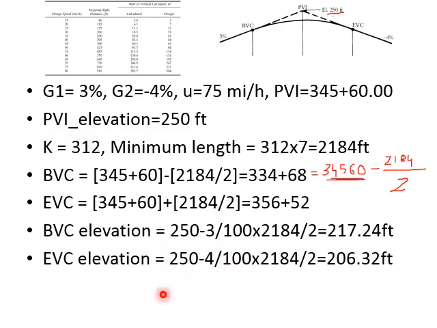For the elevation of EVC, you just have to change the gradient. The second gradient is minus 4%, so instead of 3% you will use 4 here, but again the length is the same, and again you are going down. PVI is up, EVC is down, so you subtract it, and you get the elevation of EVC.